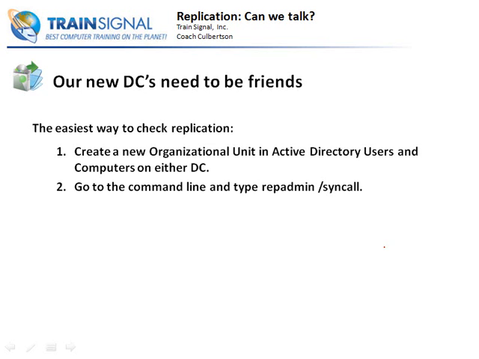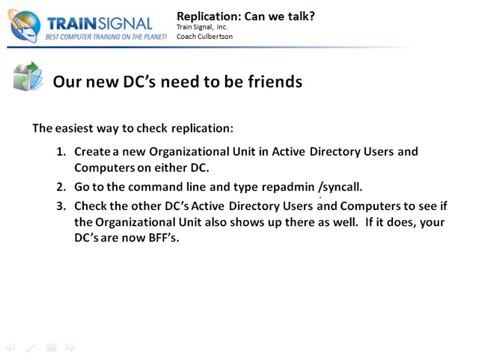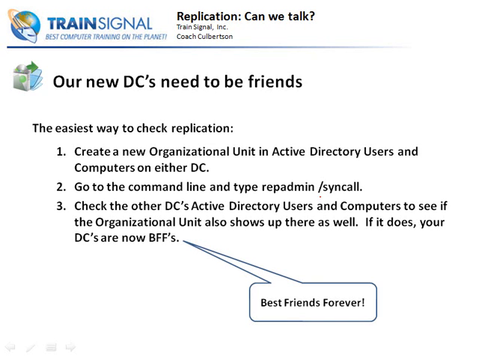Then we need to go to the command line and type a very simple command: repadmin /syncall. And repadmin, just so you know, stands for replication administration. And syncall means sync all. It takes all your domain controllers and synchronizes their databases. Then, once you've done that on one domain controller, you bounce over to the other domain controller. You take a look in Active Directory Users and Computers to see if that OU has shown up over there. If it does, that really means that your two domain controllers are talking, and they're now BFFs. And if you're not familiar with TeamSpeak, BFF stands for Best Friends Forever.